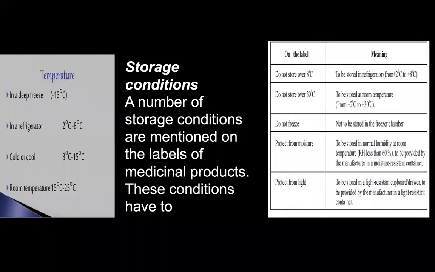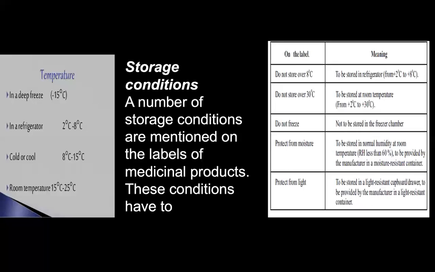If a deep freezer is required, it means minus 15. If it is a refrigerator, there must be a refrigerator. For cold or cool temperature, they must have an air conditioner with a good thermostat, because they have to control the temperature as the drugs require. Further, if you find on the label do not store over 8 degrees Celsius, it means to be stored in the refrigerator from 2 to 8 degrees Celsius.